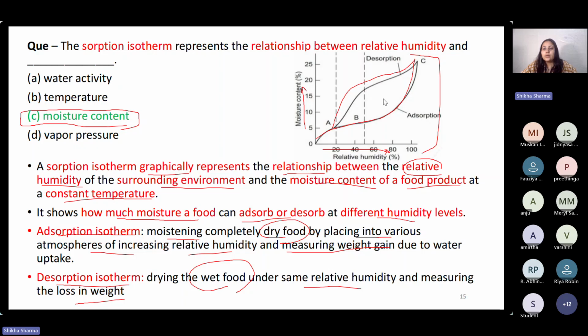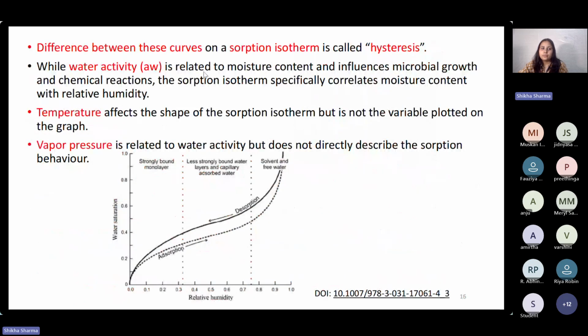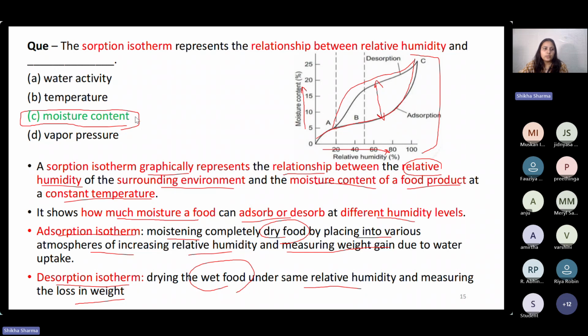So if we see here, when we are increasing the water content in the food, and when we are removing water or drying the food product, it is not going to follow the same path. It is going to have some kind of gap, which is known as hysteresis. The difference between these curves of adsorption and desorption isotherms is called hysteresis. So moisture content is the correct answer.